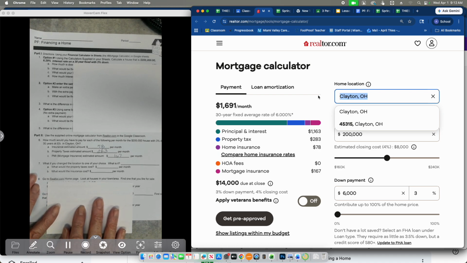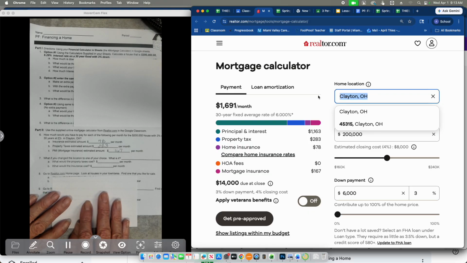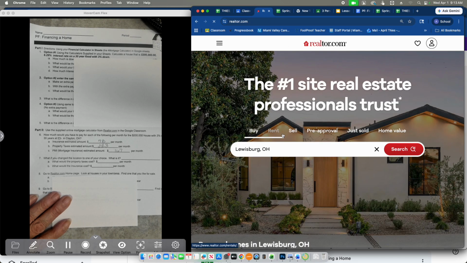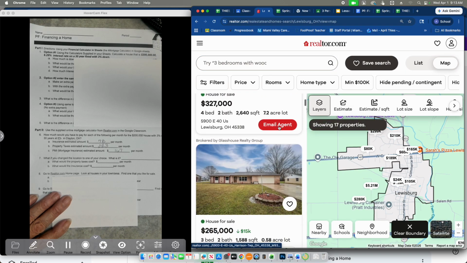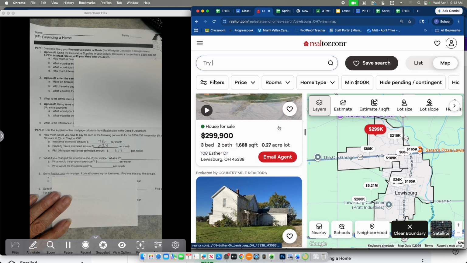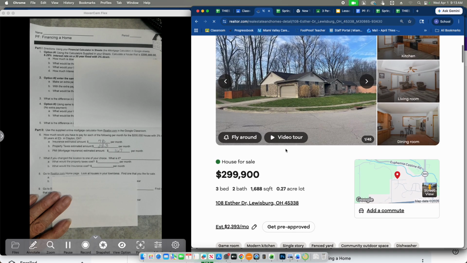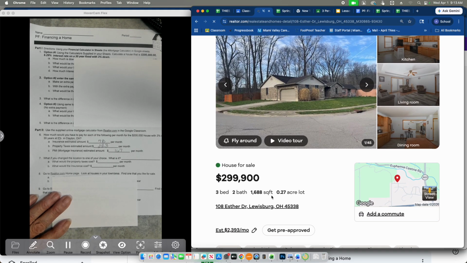You will then go to the realtor.com homepage, and you will look at houses in your town or area and find one that you like for sale. So I would go to realtor.com. I'm just going to click on this. I live in Lewisburg, Ohio. I'm going to search, and I'm just going to pick one. Maybe I'll pick this one here. And again, take a look at how big this house is. It's on a quarter of an acre, 1,600 square feet, 3 beds, 2 bath.